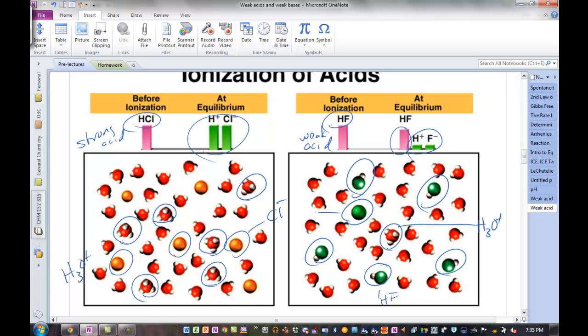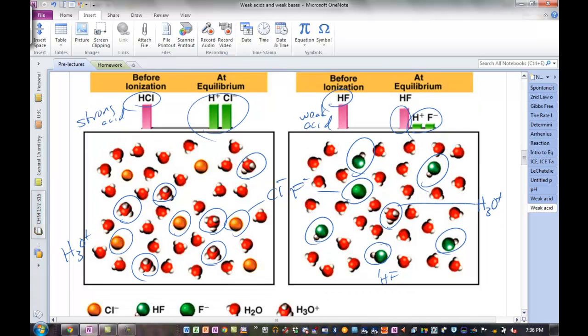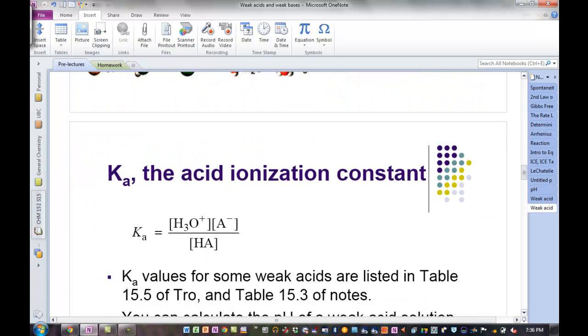And here is a fluoride. Okay, so most of it stays as the weak acid. Partial ionization, a small amount of ions in solution. Okay, strong acid, weak acid. Make sure you know the difference.